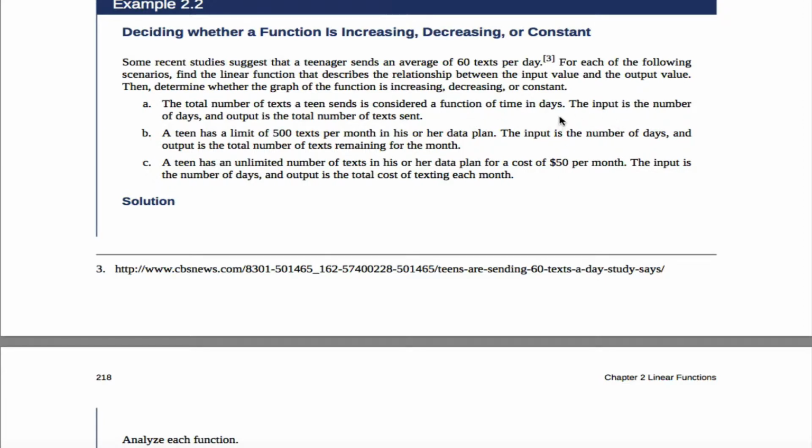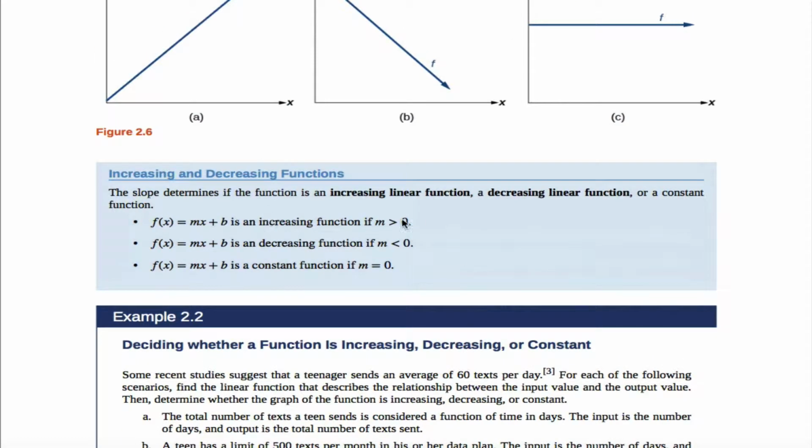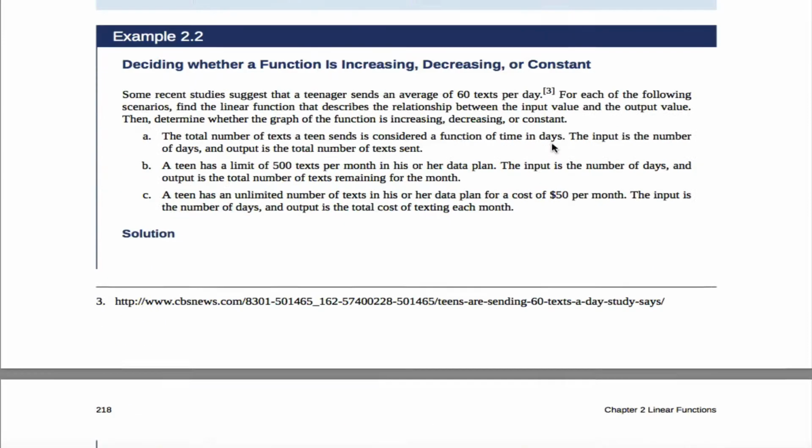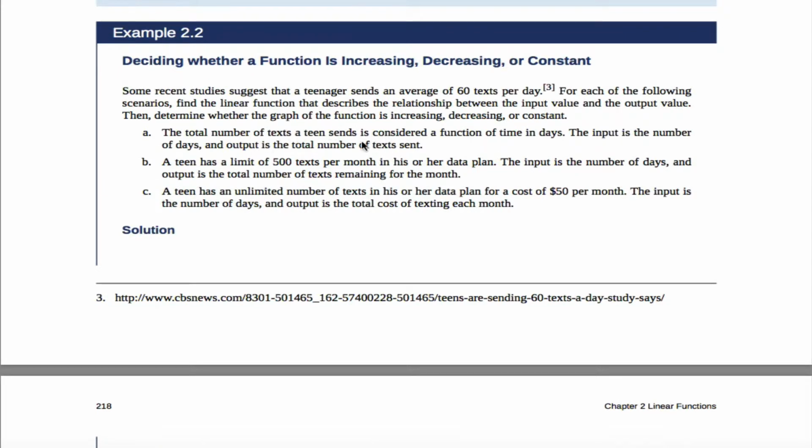You sent 60 more, and so on. So as your input goes up, what happens to your output? Does it go up, down, or stay the same? If it goes up, your function is increasing. If it goes down, your function is decreasing. If it stays the same, your function is constant. That's exactly the same as this definition about slope, because the slope is how much the output changes by every time the input changes by 1. If that's a positive number, your function's increasing. Anyways, the total number of texts a teen sends would be an increasing function.